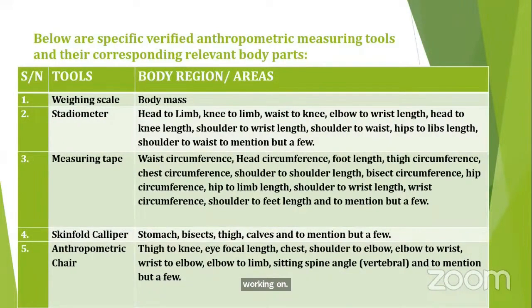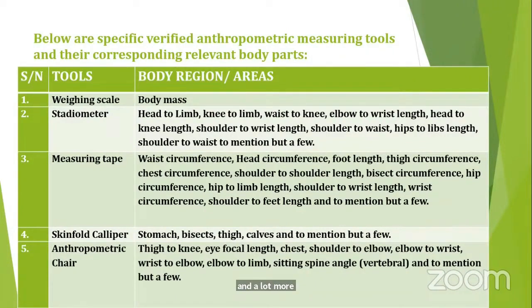So we're going to move on to some of the tools we talked about and some of their specific areas. For example, the weighing scale looks at your body mass. The stadiometer looks at the head to the beam, knee to beam, waist to knee, and all of that. Then the measuring tape deals with circumferences: the waist circumference, head circumference, thigh circumference, bicep circumference, hip to limb length, and a lot more. Then the skin fold caliper looks at the stomach, the biceps, the thighs, the calves, just to mention a few.